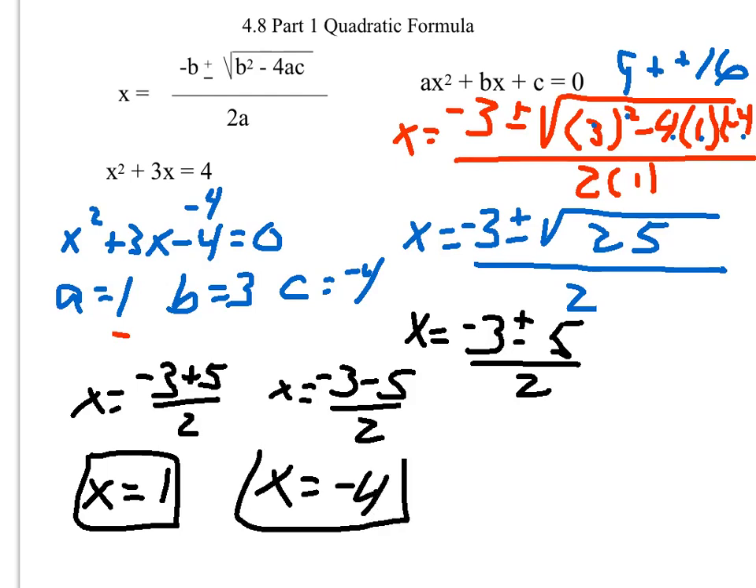So here's where it crosses the x-axis. It'll cross at 1 and negative 4. Now, granted, you could have found this by factoring, but keep in mind, you won't be able to factor everything. So we need to have an answer for that, and here is our answer. This will work every time as long as there are x-intercepts.